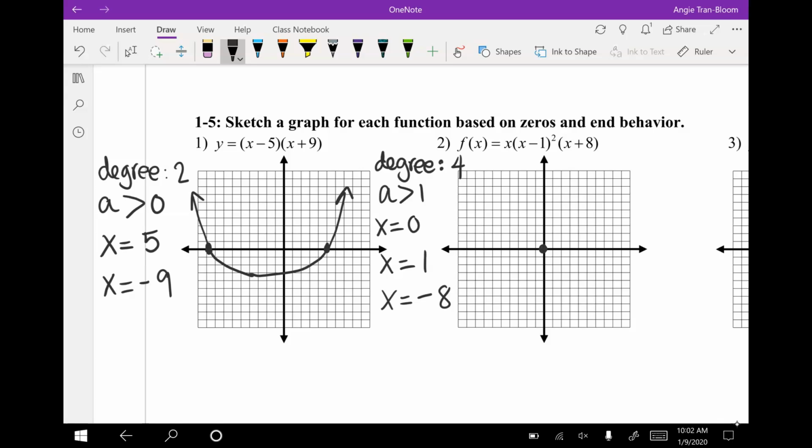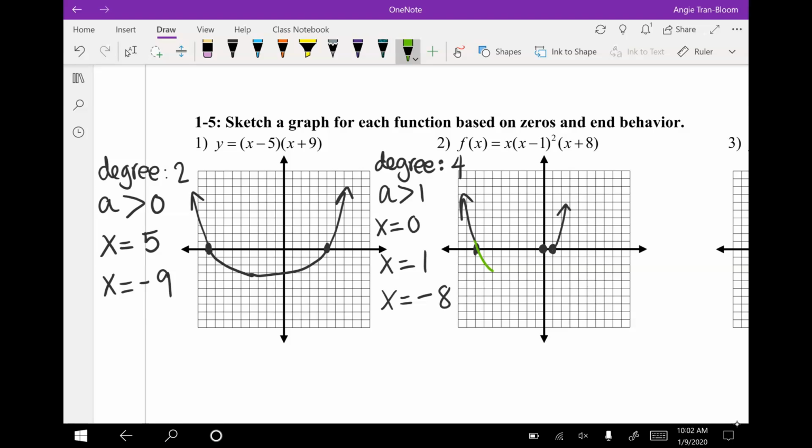0's one of them. 1's one of them. Negative 8 is the other. What's your end behavior? Do I go up, down, or mix? They're both a degree of 4, so shouldn't they be going the same way? A is positive, so do I go up or down? Up. So start with the end behavior. Okay, now, at negative 8, is that a degree of 1, 2, 3, 4, or 5? What degree is that? 1. Is that an odd degree or even degree? Odd. So do I cross or do I bounce? Cross. Okay. So I will cross at negative 8.